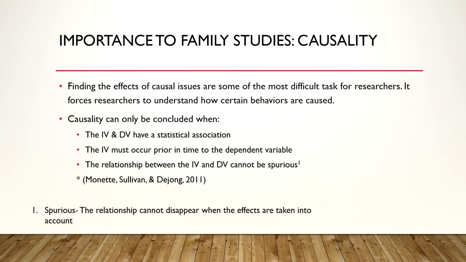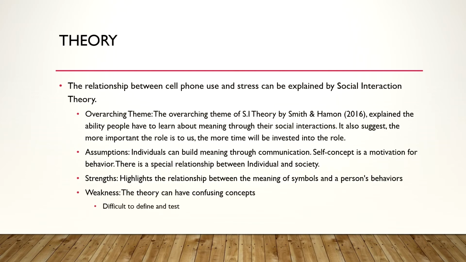Importance to family studies: causality. Finding the effects of causal issues is one of the most difficult tasks for researchers. It forces researchers to understand how certain behaviors are caused. Causality can only be concluded when 3 things are happening. The independent variable and dependent variable have a statistical association. The independent variable must occur prior in time to the dependent variable, and the relationship between the independent variable and dependent variable cannot be spurious. Spurious meaning the relationship cannot disappear when other effects are taken into account.